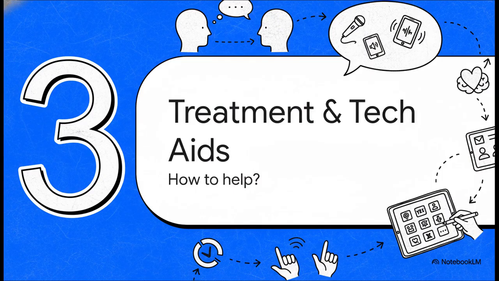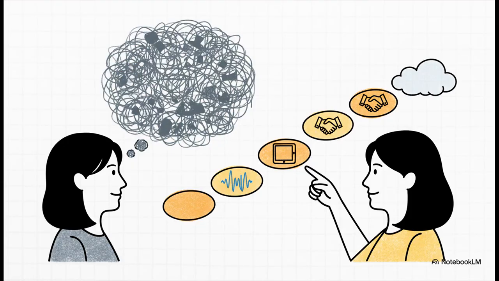So now that we can identify these disorders, what do we do about them? Let's move on to the hopeful part. The treatments and the amazing technology that can help people communicate. The number 1 treatment, the gold standard, is therapy with a speech-language pathologist, or an SLP. These are the experts who work with people to essentially retrain the brain, build back skills, and find new creative ways to get their message across.